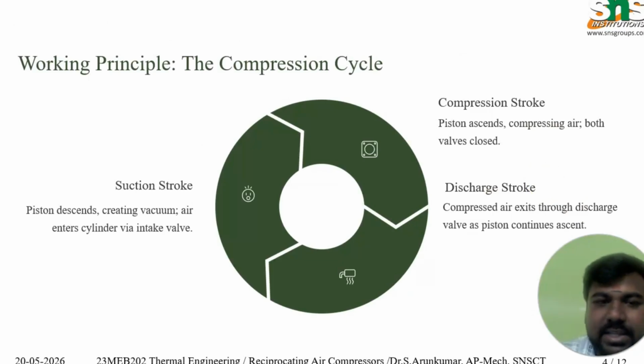So these are the working principles of the compression cycle. There are three stages: first the suction stroke, then the compression stroke, as well as the discharge stroke. In the suction stroke, the piston descends, creating a vacuum. That means the piston moves from backward to frontward and creates a vacuum, and air enters the cylinder via the intake valve. Then the second stroke, the compression stroke. In the compression stroke, the piston ascends, compressing the air. Both the inlet and outlet valves are closed. And the final stage is the discharge stroke. In the discharge stroke, the compressed air exits through the discharge valve as the piston continues its ascent.